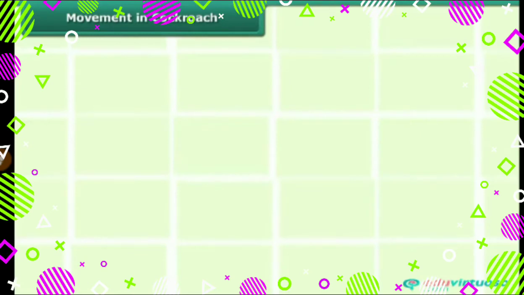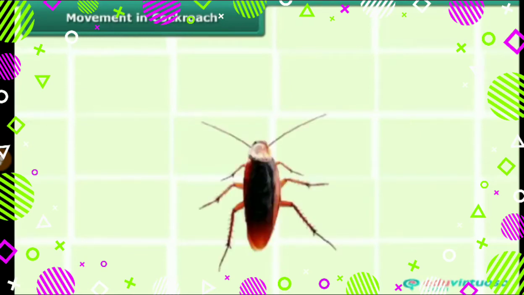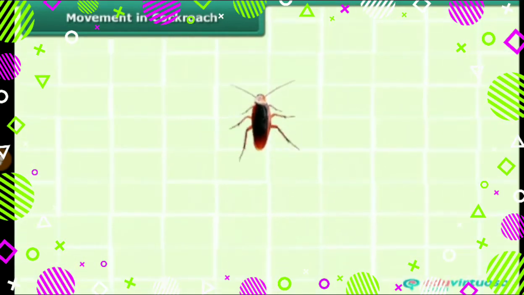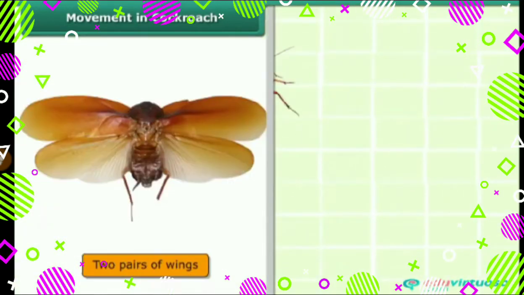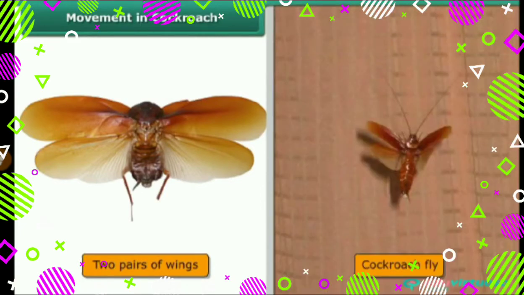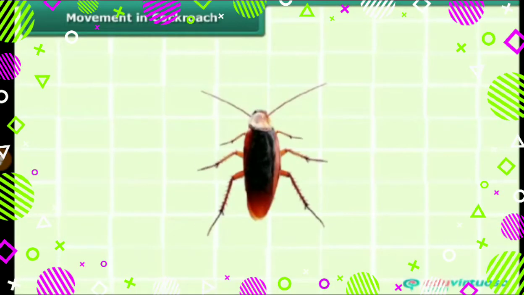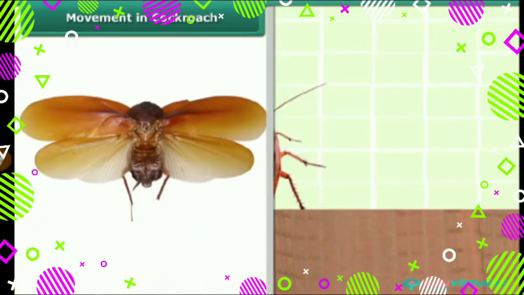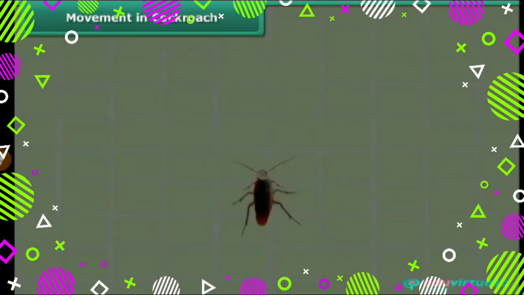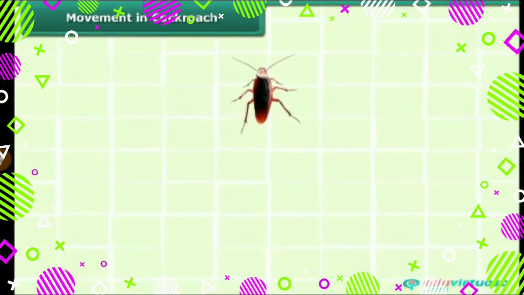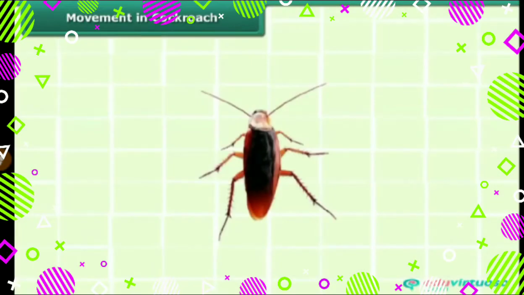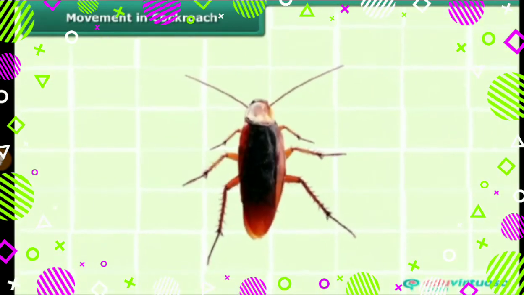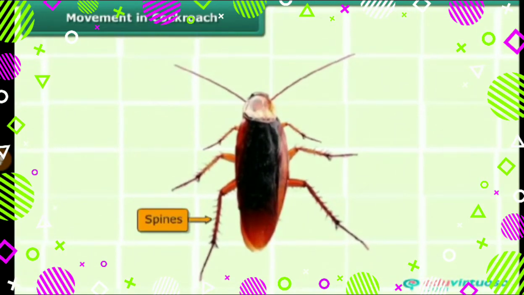Movement in cockroach. The cockroach has 3 pairs of legs that help it to walk and 2 pairs of wings that help it to fly. A cockroach moves its legs with the help of muscles near the limbs. It uses its breast muscles to help move its wings and fly. A cockroach can walk, fly, and even climb. A cockroach can move in different terrains like sand and wired meshes because of the spines on its legs.